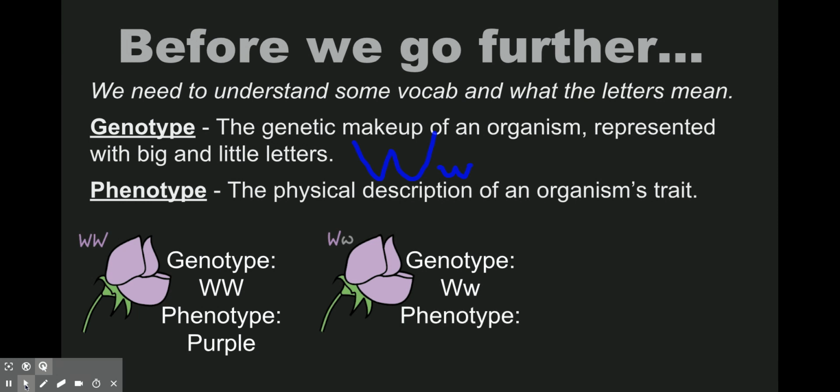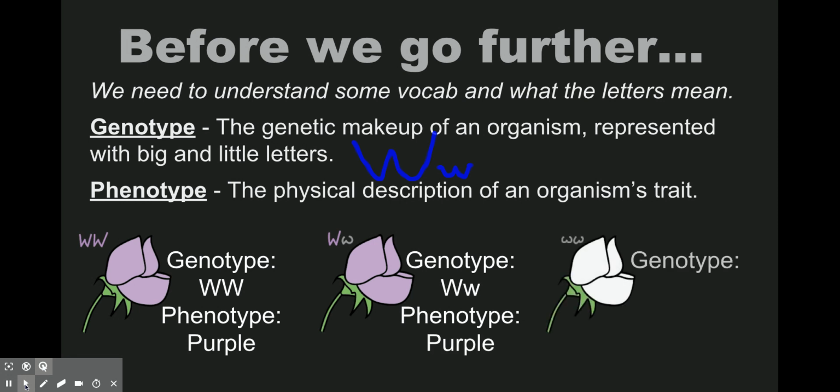All right, the phenotype for this one then is just going to be, again, its color, which is purple. For this last one, the genotype, the genetic makeup, we would say this one, little w, and its phenotype this time is going to be white.